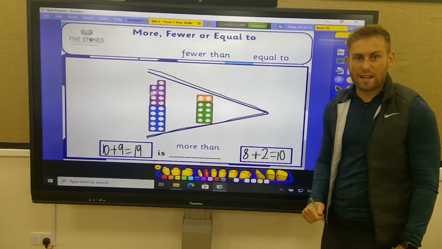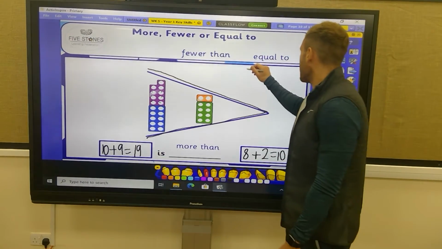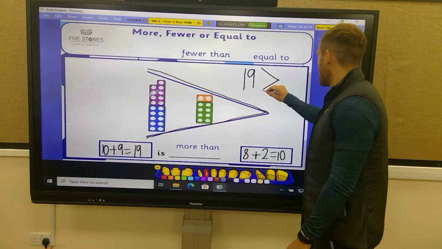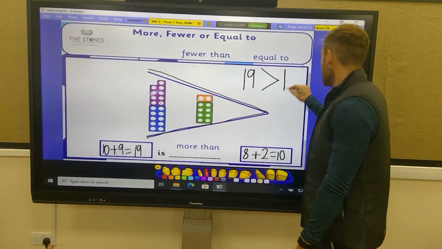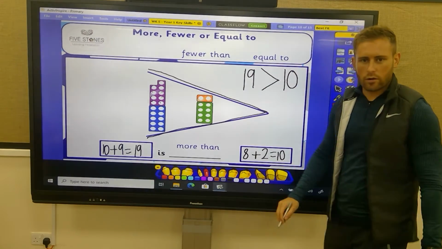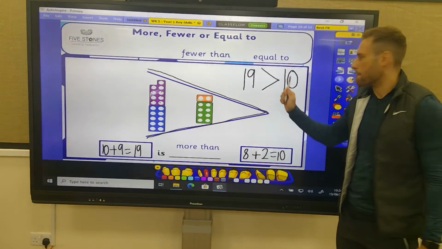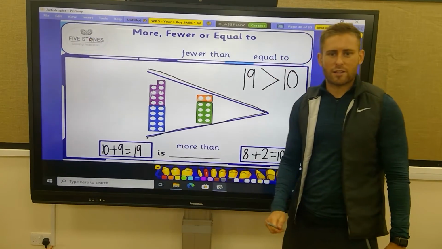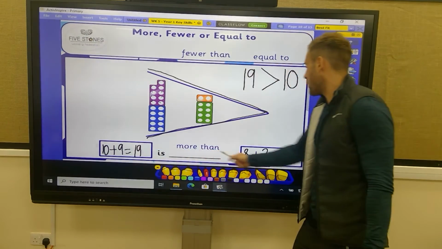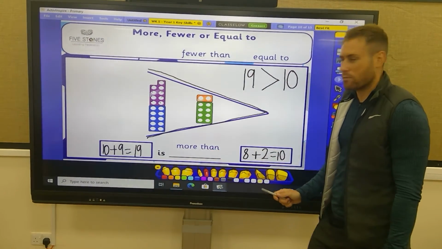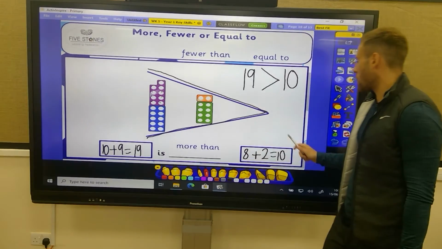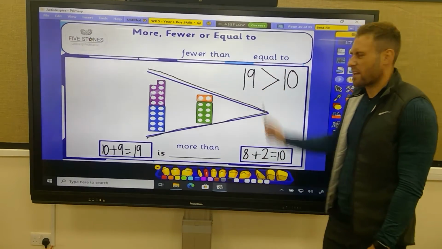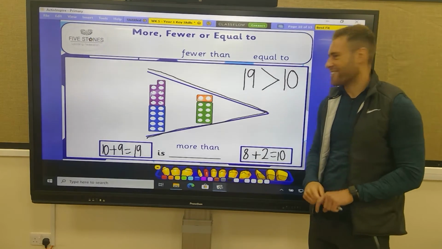So if I want to show you that 19 is more than 10, I can write that as 19, can use this symbol, is more than 10. Okay, so that symbol means more than. So that's why we are just trying to see it in this picture. 19 is more than 10. Say that with me. 19 is more than 10. And can we see the big part of our symbol faces the bigger number? Good work, well done.